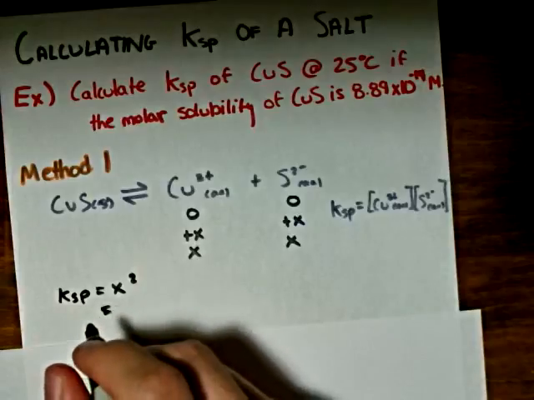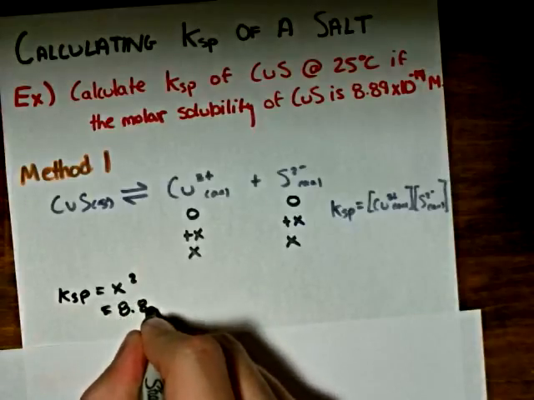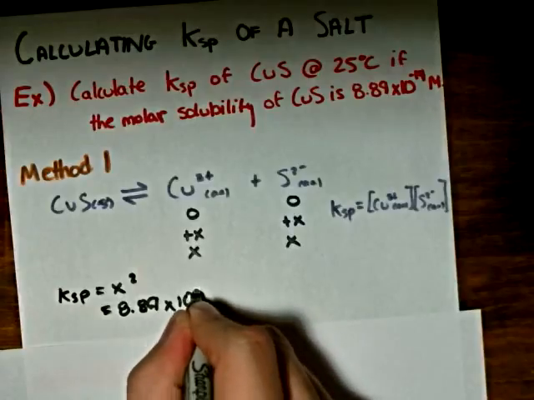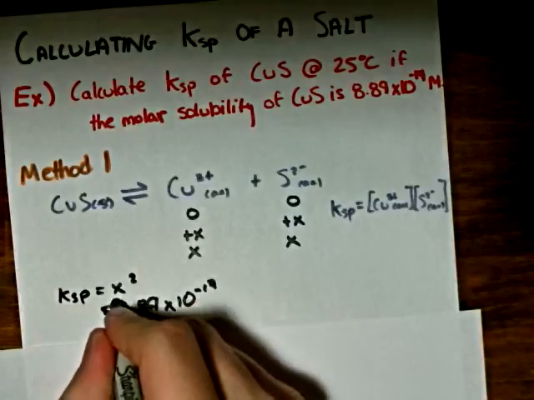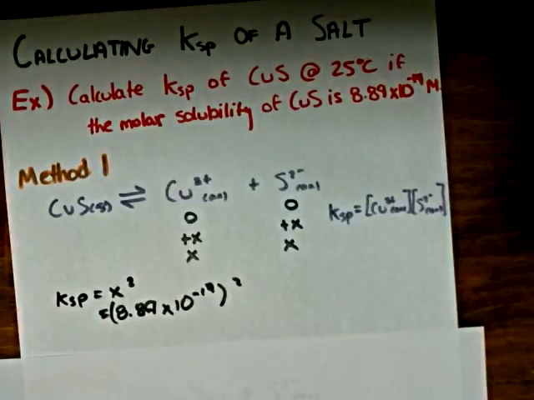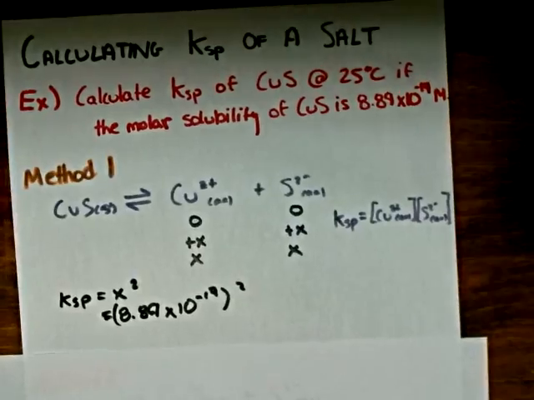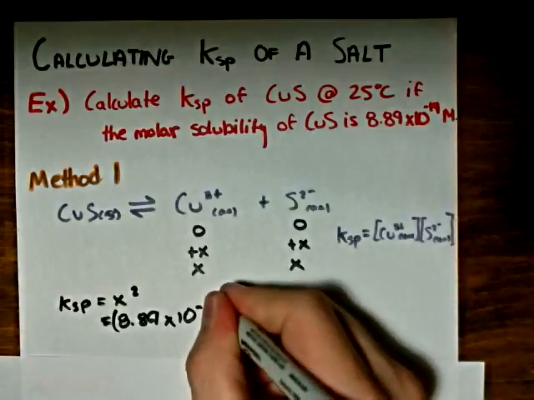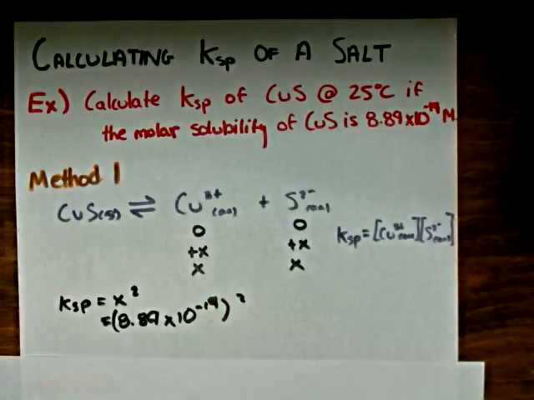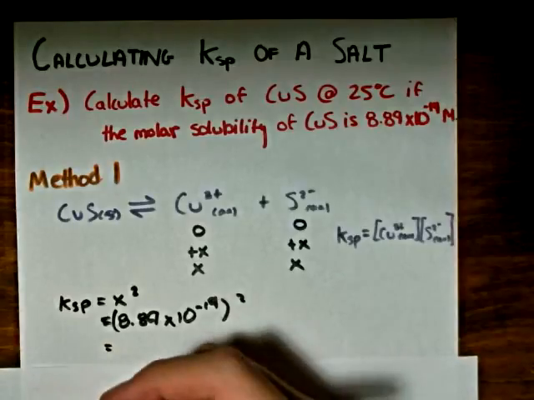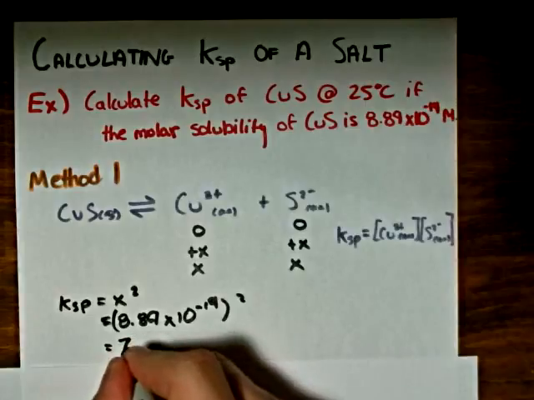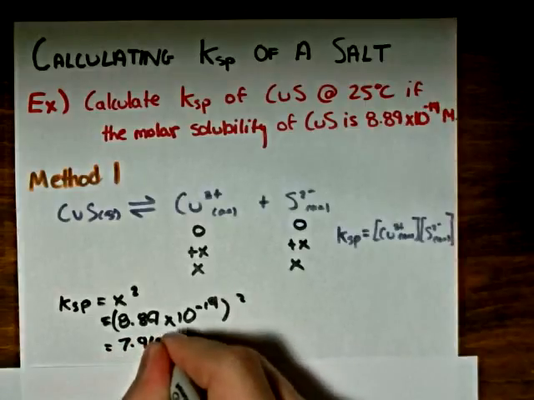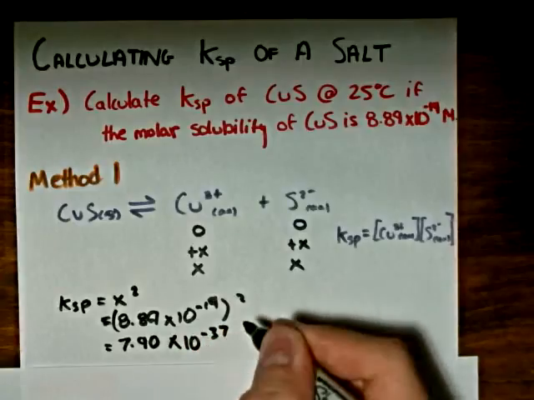And just as an added note, when we do this calculation, we know that we're going to get a very small KSP value, simply because the molar solubility is incredibly small, meaning that the left side of the equilibrium is favored very much. So that's also something to look out for. And this ends up giving us an answer of 7.90 times 10 to the negative 37.